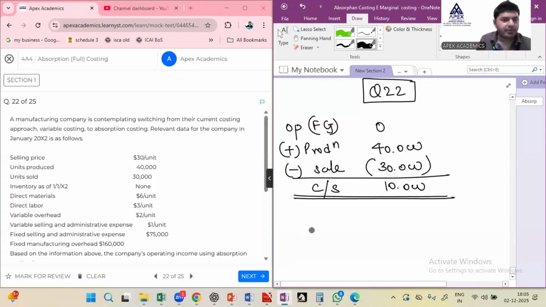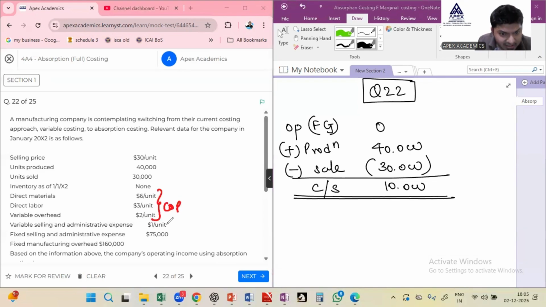Please try to understand. Next, I have been given my direct materials as 6 per unit, direct labor is 3 per unit, variable overhead is 2 per unit. All these items, my dear friends, are going to be a part of my cost of production. Next, I have been given variable selling and admin, which is not a part of my cost of production.